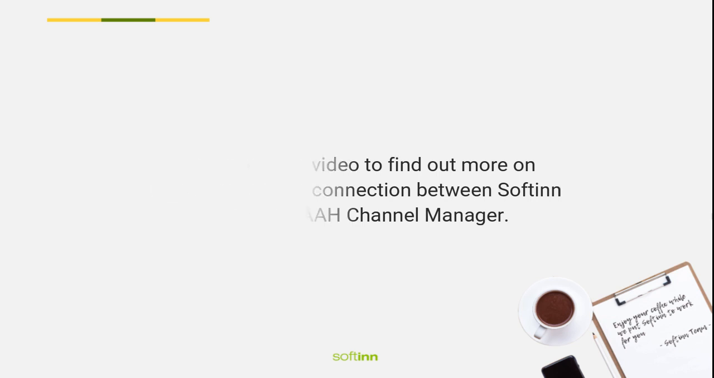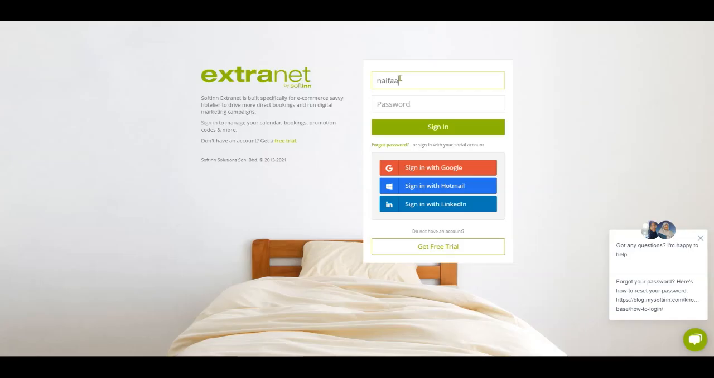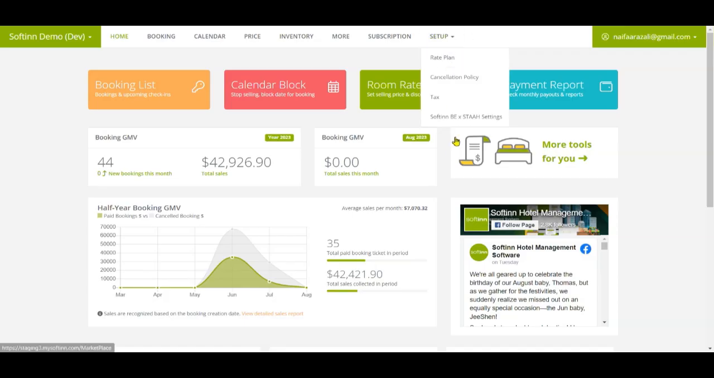First and foremost, please provide your STAAH Hotel ID to your Softinn account manager, for us to prepare for the initial integration. After you were notified by your account manager to start doing the setup, log into your Softinn extranet. Go to Setup and click on Softinn BE and STAAH Settings.